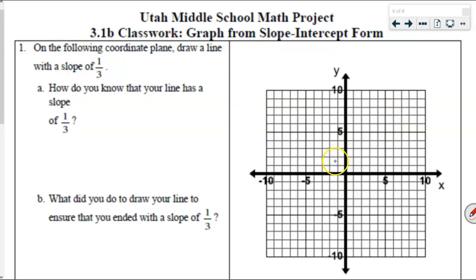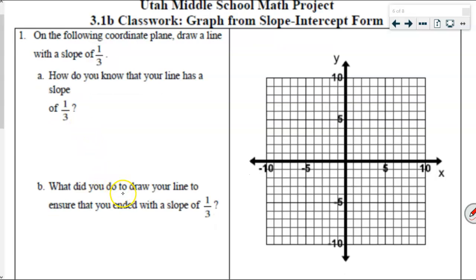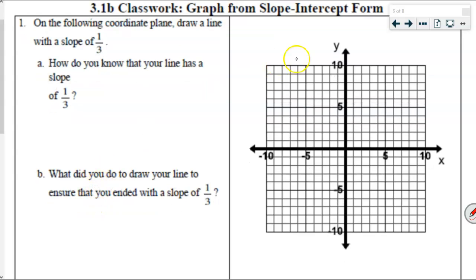On this coordinate plane, I want you to draw a line with slope of 1/3. Notice it doesn't say anything about where the y-intercept is. It just says draw any line with the slope of 1/3. How do you know your line has a slope of 1/3, and what did you specifically do to draw that? I want A and B to be written out in words. Go ahead and pause the recording as you discuss this with your groups. Ready, set, go.